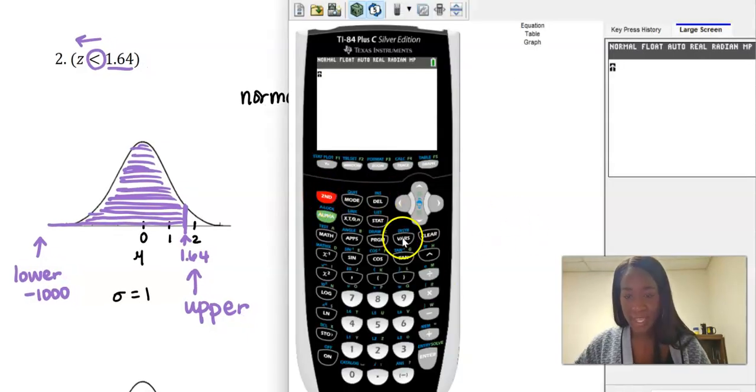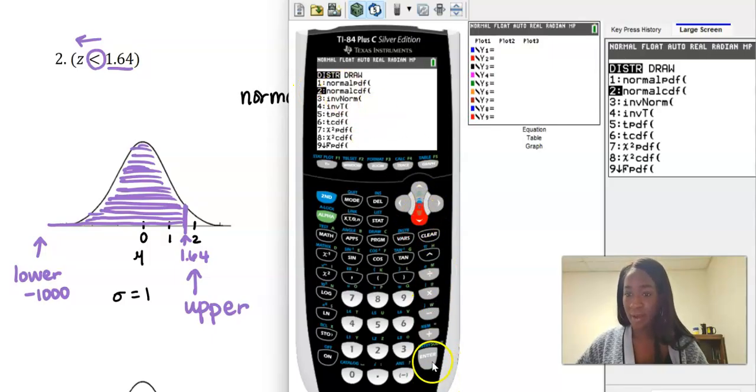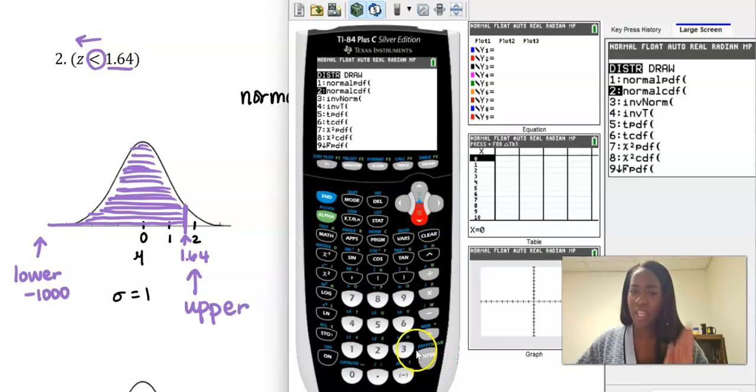So I'm going to hit second vars to go to distribution. I'm going to go down to number 2 to get normal CDF. I don't want PDF, I want CDF. PDF would just give us what it is at 1.64.